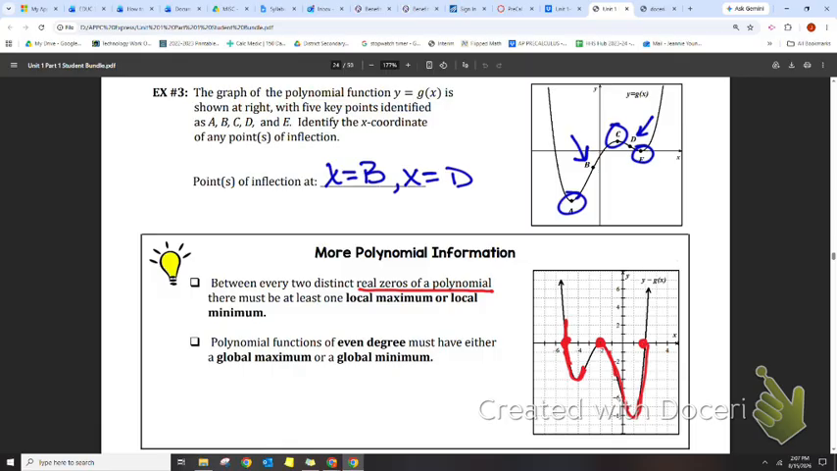All right, polynomial functions of even degree must either have a global maximum or a global minimum. We talked about that. Even degree, it's going to either open up or open down, so therefore it has to have a global maximum or a global minimum. We'd already talked about it.